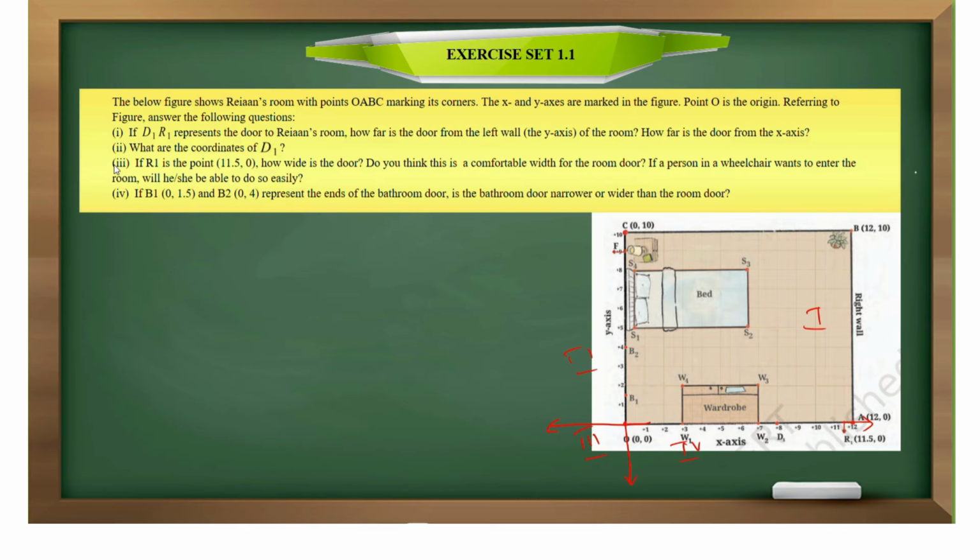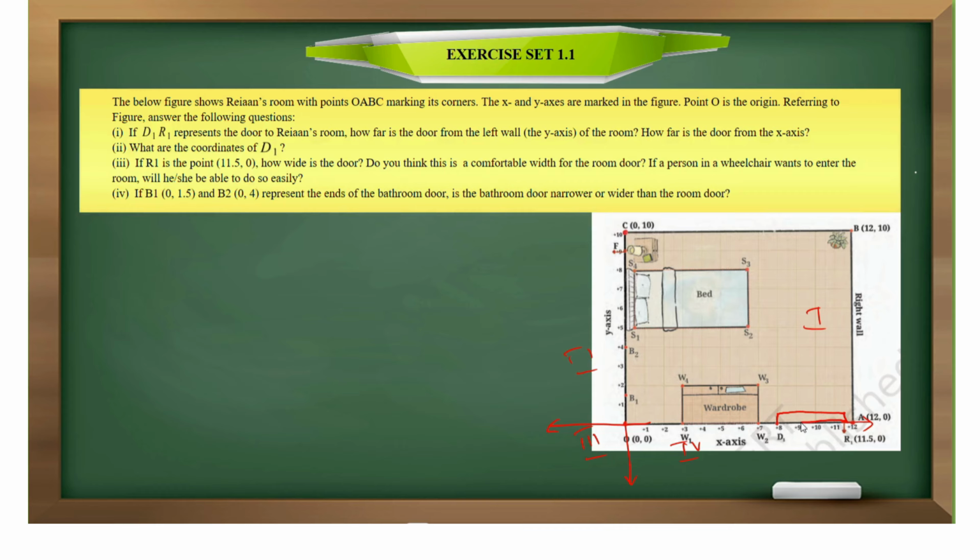The first question is, D1 R1 represents the door to Ryan's room. Look here, this is the point D1 and this is the point R1. D1 is located 8 units from your y-axis line, otherwise we can say 8 units from the origin, and R1 is located 11.5 units from the origin. So the first question is, how far is the door located from the y-axis, that is our left wall? Look here, this is your y-axis and this is our door's first point.